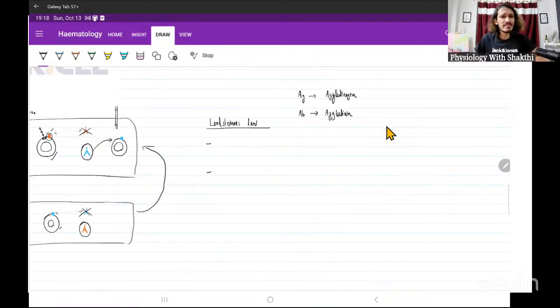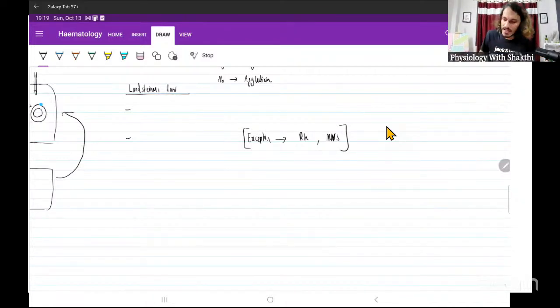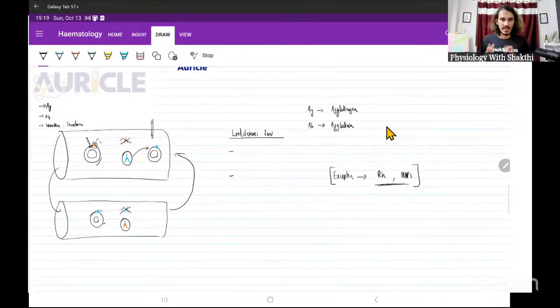So it's very simple. If an antigen is present on the surface, the corresponding antibody is not there. Or if an antigen is not present, the corresponding antibody is going to be present. Now, this is where you have to understand there is an exception to this rule. The examples include your RH blood grouping system and your M and S blood grouping system. I'm just going to keep it there. As we go along, by the time we reach RH, it'll start making sense. So we have two Landsteiner's laws.